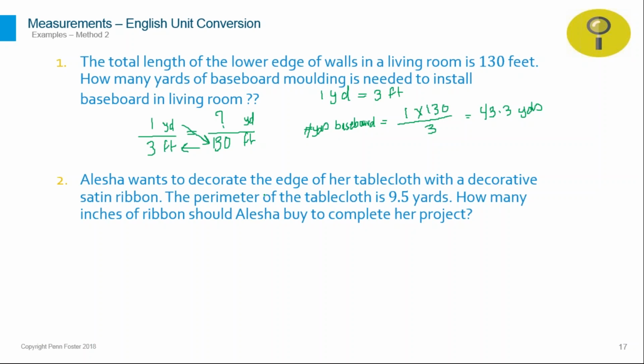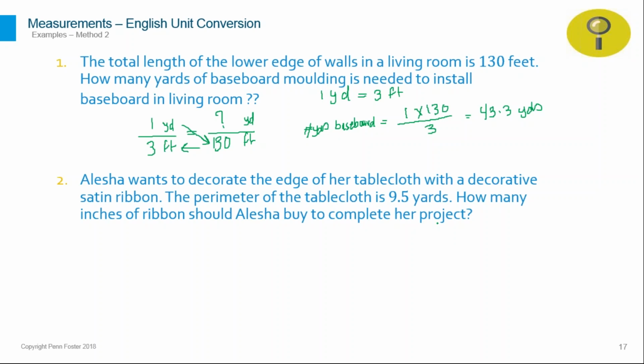Okay, let's look at question number 2. Alicia wants to decorate the edge of her tablecloth with a decorative satin ribbon, like some kind of a fancy ribbon. The perimeter of the tablecloth is 9.5 yards. How many inches of ribbon should Alicia buy to complete her project?